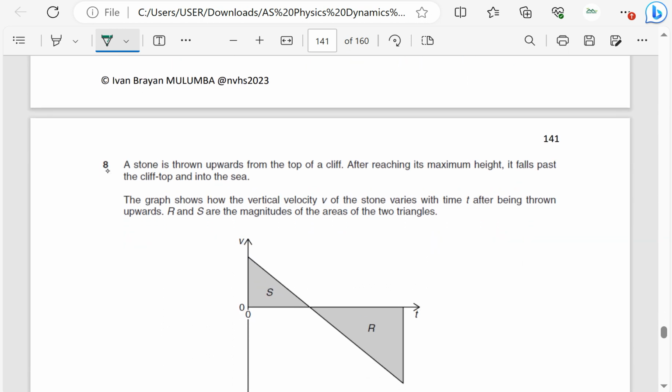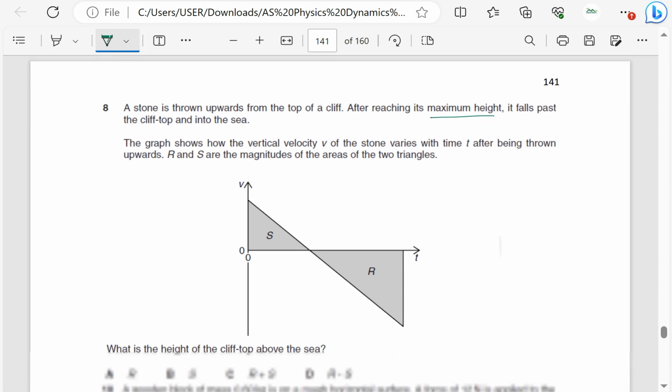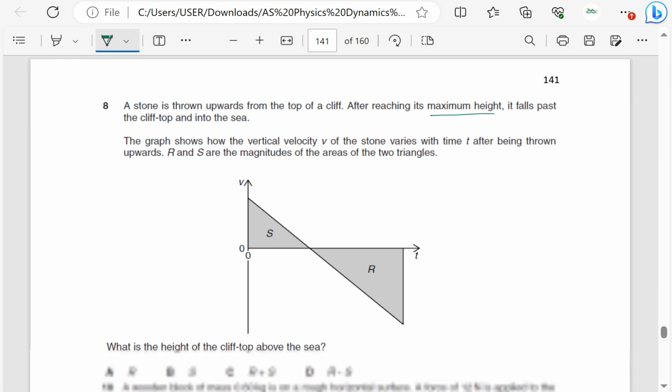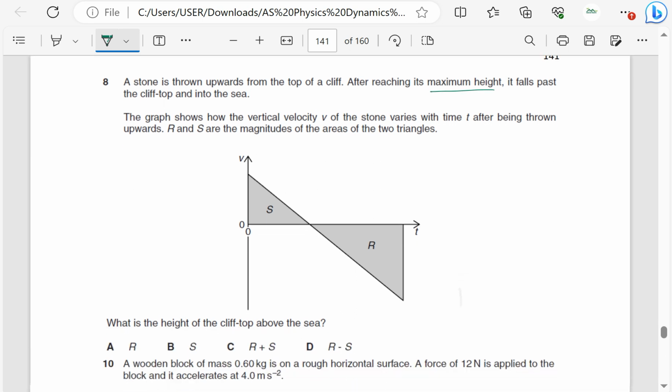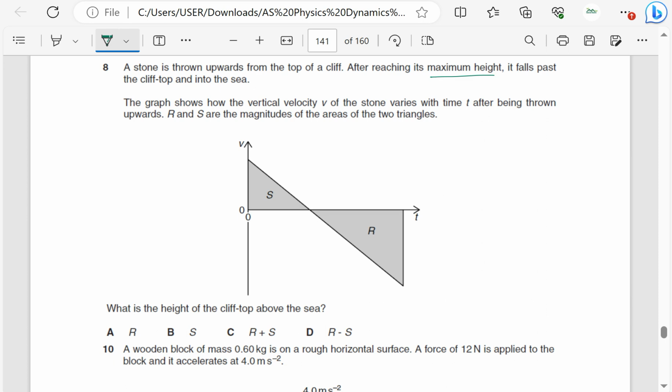A stone is thrown upwards from the top of a cliff. After reaching its maximum height, it falls past the cliff top and into the sea. The graph shows how the vertical velocity v of the stone varies with time t after being thrown upwards. R and S are the magnitudes of the areas of the two triangles. What is the height of the cliff top above the sea?